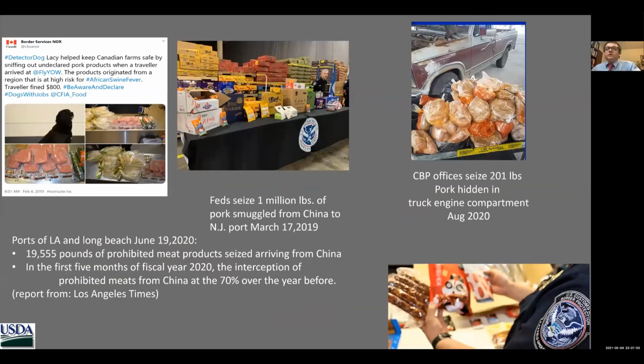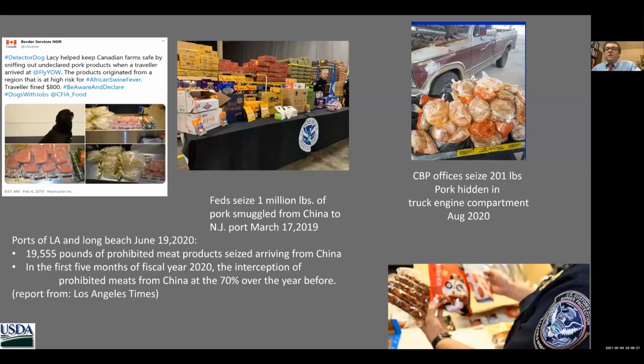And here are just some examples from the last couple of years that were in the news. The first one is a seizure at the Canadian border, right after the African swine fever outbreak in China, and there was a whole luggage full of pork products from China. The one in the middle was 1 million pounds of pork being smuggled from China through a New Jersey port, seized on March 17, 2019. The next one is a truck driver who bought 200 pounds of pork and hid it in the engine compartment of the vehicle to try to cross the border.